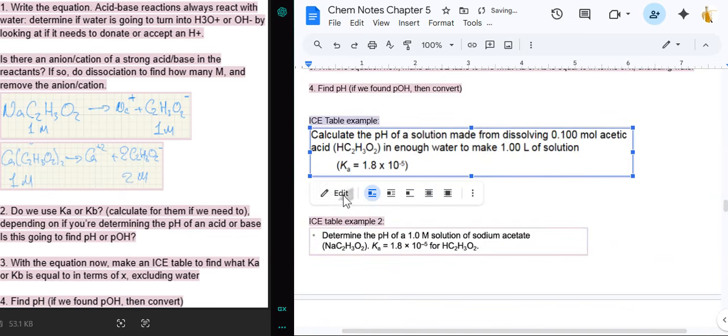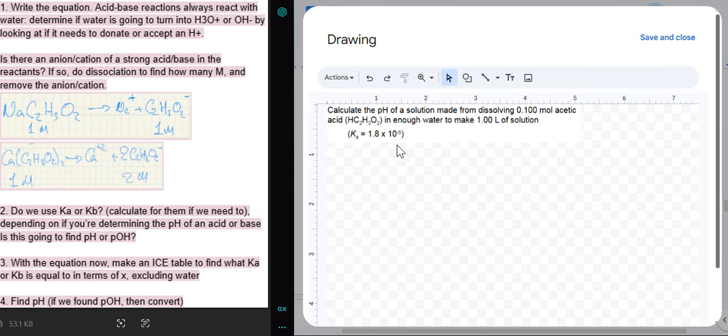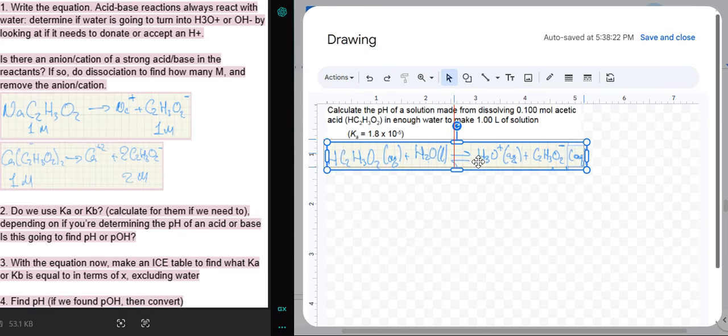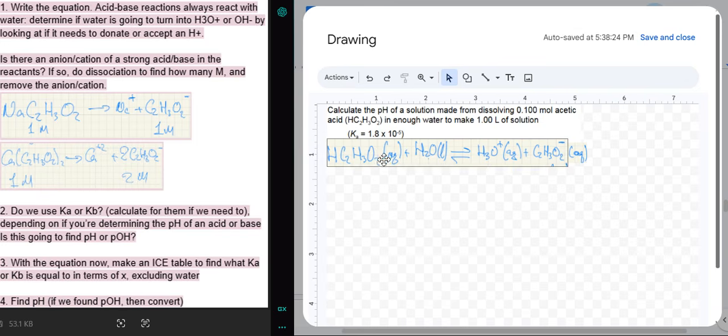So I'm gonna write the equation, which is that this and water to one of these and that. And we know it makes H3O plus and not OH minus because there's an H plus here that combines with this kind of.